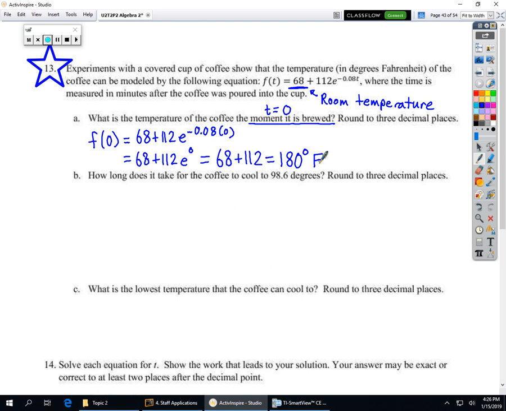Next one is, how long does it take for the coffee to cool to 98.6 degrees? So it wants to know, when is the temperature equal to 98.6? So you'd set the equation equal to 98.6 and solve for the time. All right, give yourself some space. This is a long solving question. All right. Well, I'm solving for t, which means I need to get rid of the e, get rid of the 112, and get rid of the 68. First thing I will do is subtract the 68 from both sides.